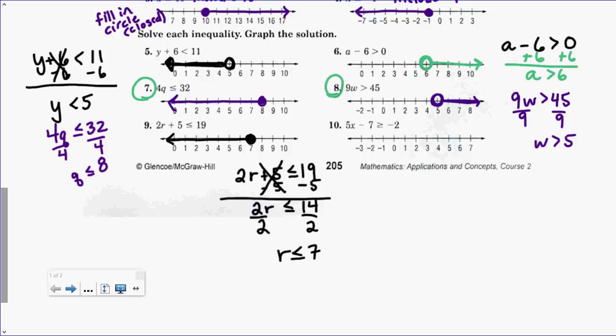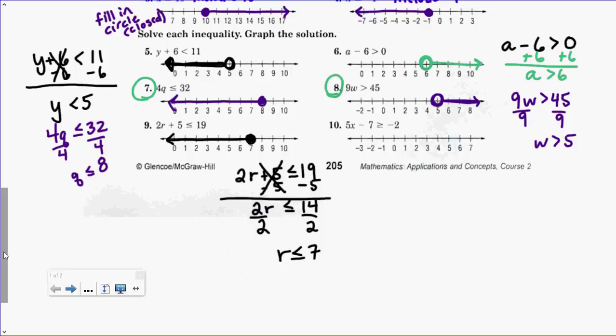Now, just a quick side note. This is a positive 2r. We divided by a positive 2. Not today, but in future lessons, we're going to discover what happens when we divide by negative numbers when it comes to these inequalities. So just pay attention that today we're not dividing by any negatives, and we're not multiplying by any negatives. But when we do, something special happens. Nothing scary, but just something a little bit different.